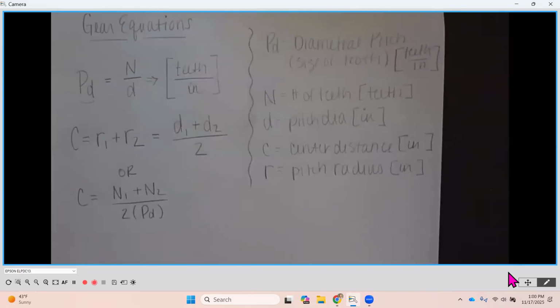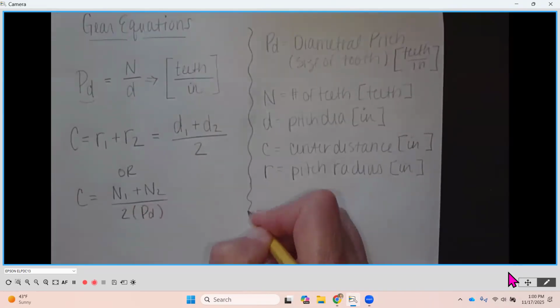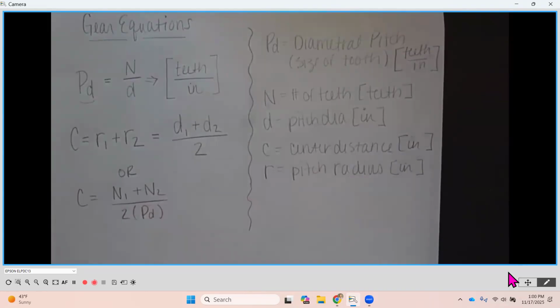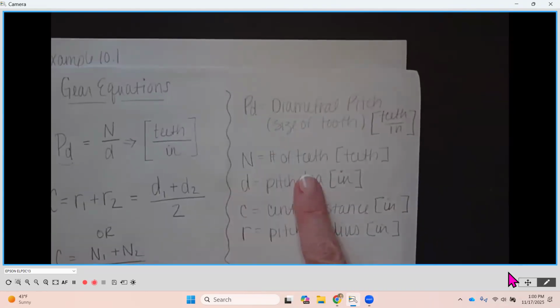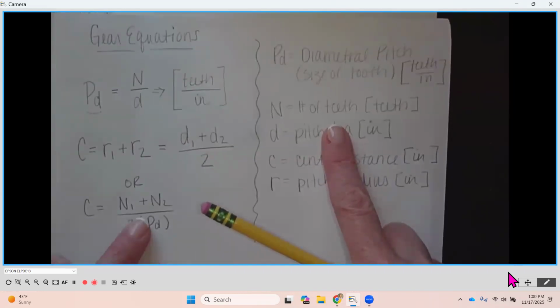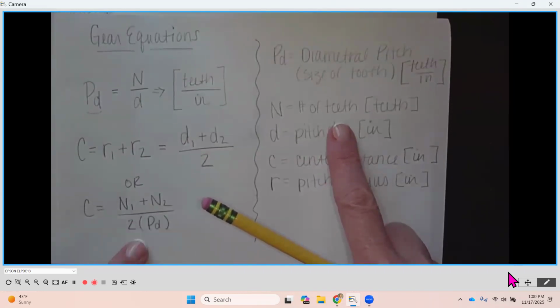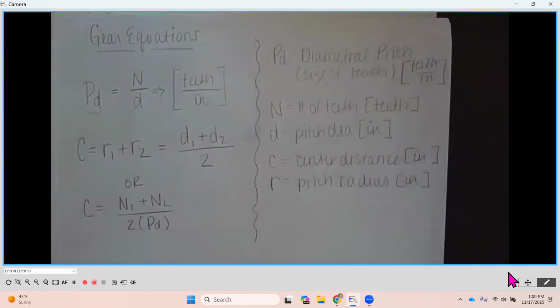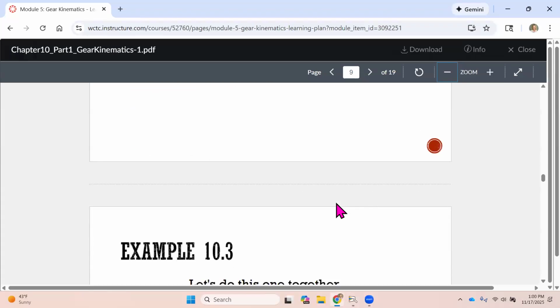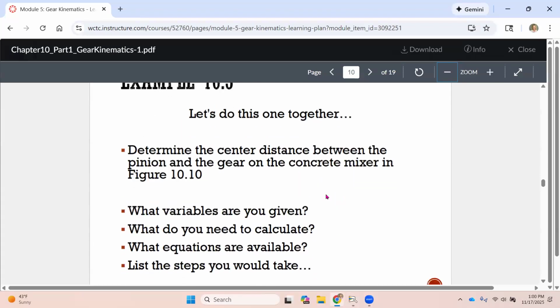Now, for these two gears, pinion and gear, to be in engagement, they have to have the same diametral pitch. So number of teeth, capital N, of our pinion, number of teeth of our gear, add those two together and divide by the diametral pitch of that set times 2. So those are the two options that we have for center distance. And again, depending on the information that you have in a problem, one is probably going to be more efficient than the other.